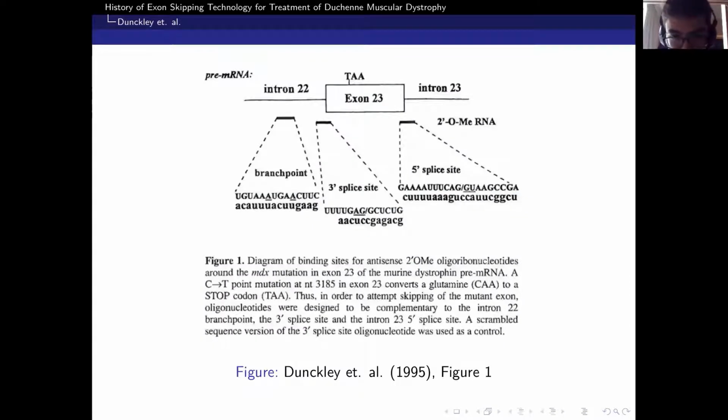And the reason why exon 23 leads to some issues is that there is a nonsense mutation within this exon that causes a premature halting of the translation of this gene. And what Dunkley is proposing is binding this antisense oligoribonucleotide to the intron, the 3' splice site between intron 22 and exon 23.